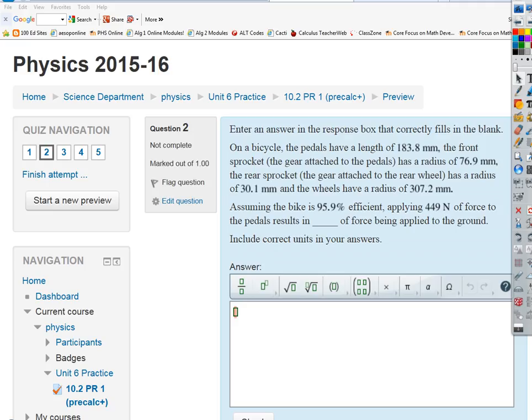Remember what our trick is for dealing with a compound machine. To find the overall mechanical advantage, you just find the product of all the mechanical advantages of the individual machines that are stuck together to make the compound machine, right?